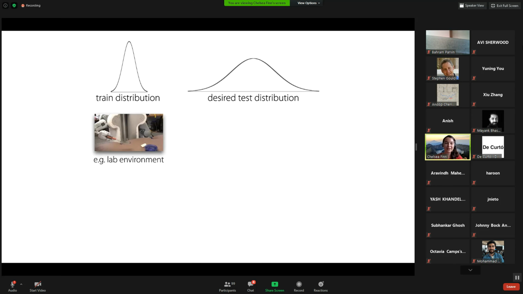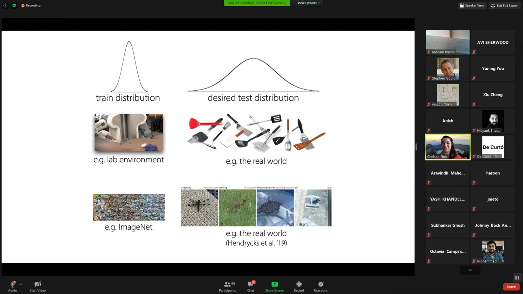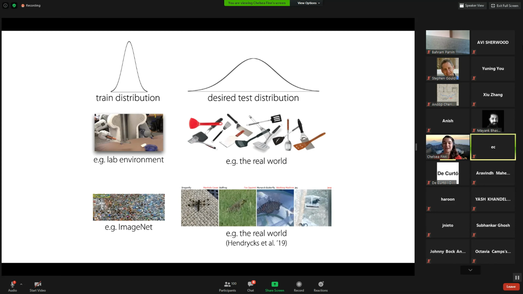For example, in robotics, one of the fields that I work in, your training distribution may be a lab environment, and your desired test distribution may be much broader, such as the real world, where you may encounter many different spatulas or many different kinds of environments. Or in computer vision, maybe your training distribution is ImageNet, and again, your test distribution is the real world, where these classifiers may not perform well across the board.